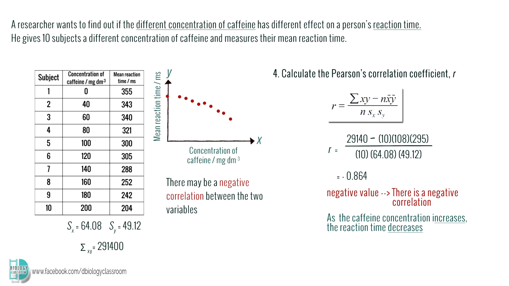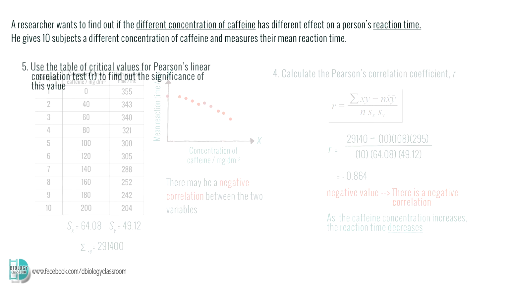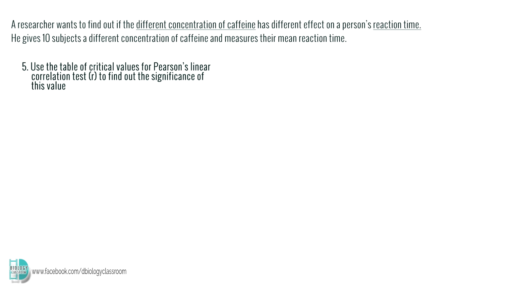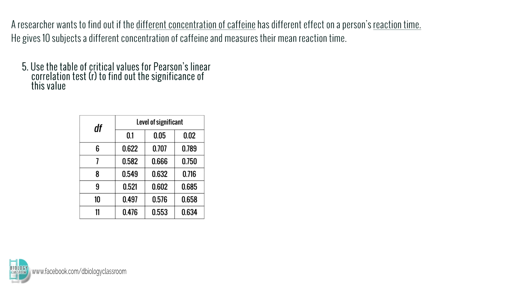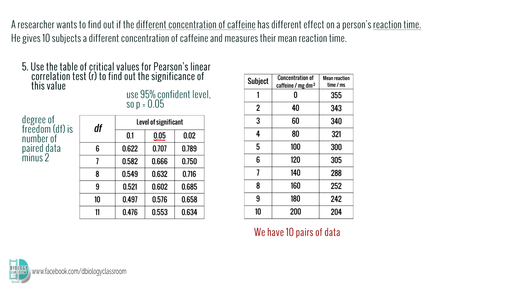But before we can make a valid conclusion, we need to use the table of critical values for Pearson's linear correlation test to find out the significance of this value. We usually use a 95% confidence level in a biostatistical test, so we will be looking at p equals 0.05. df is the degrees of freedom. It is calculated by the number of pairs of data minus 2. In this case, we have 10 pairs of data, so the degrees of freedom is 8.